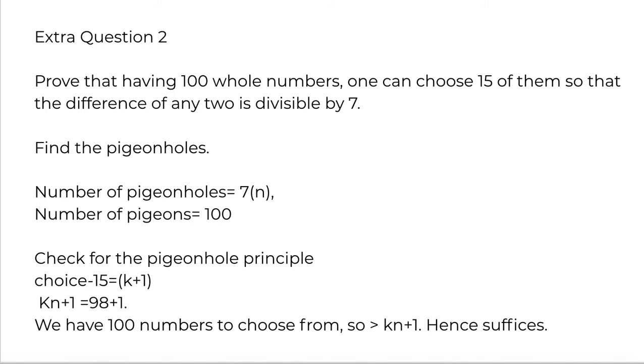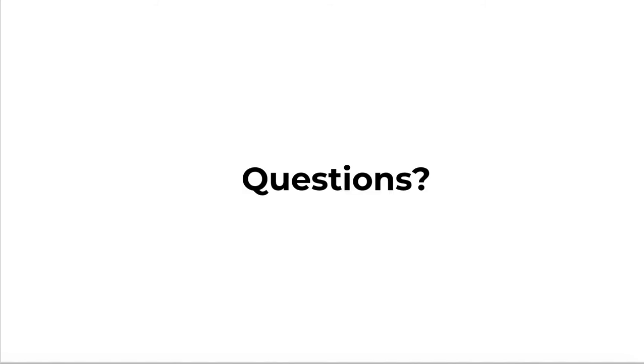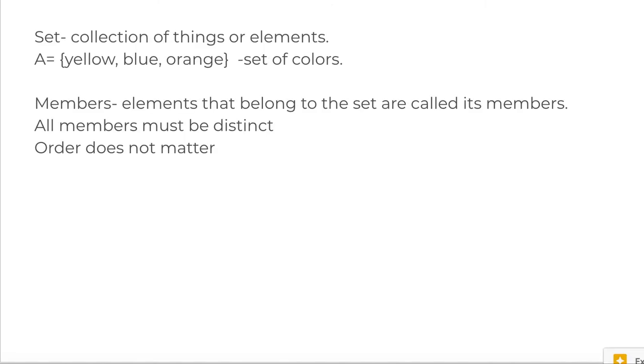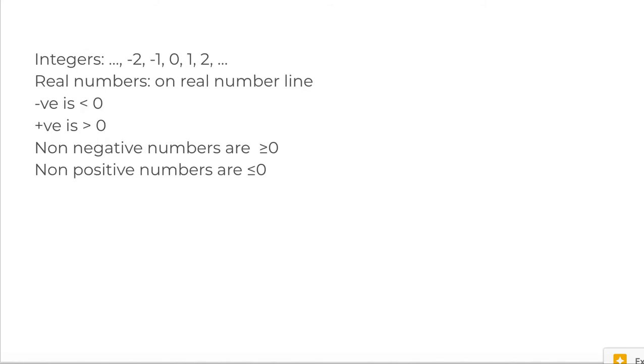And this is a really good example for the extended pigeonhole principle. Let's again go over what we undertook today. We started by defining what a set is, a collection of things or elements. We defined what members of the set are and the two properties of the members, that they should be distinct, and the order does not matter. We defined what integers and real numbers are, what negative numbers, positive numbers, non-negative numbers, and non-positive numbers are.